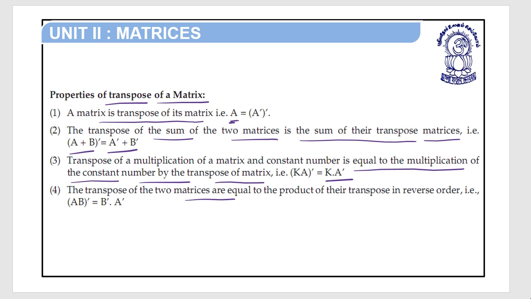The transpose of the product of two matrices is equal to the product of their transposes in the reverse order. (AB) dash is equal to B dash into A dash.